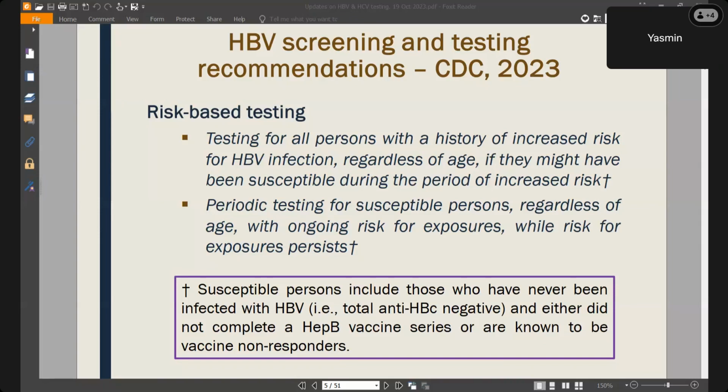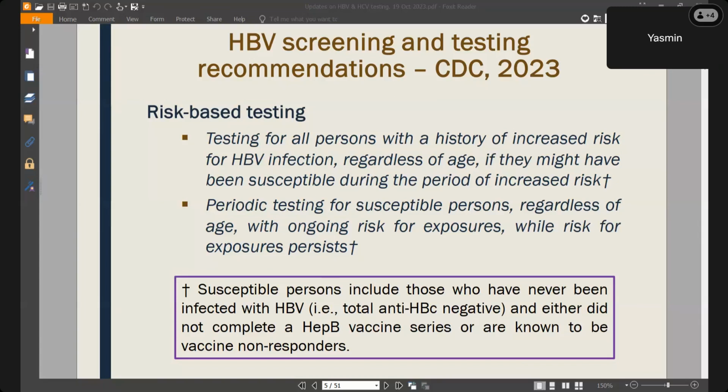Again, with regards to risk-based testing, testing of all those with any history of increased risk, doesn't matter how old they are, if they may have been susceptible during that period of increased risk. The other thing they suggest is periodic testing. These are only meant for those susceptible, doesn't matter how old they are, as long as they have ongoing risk of exposure, and that risk of exposure can persist, this suggests periodic testing.